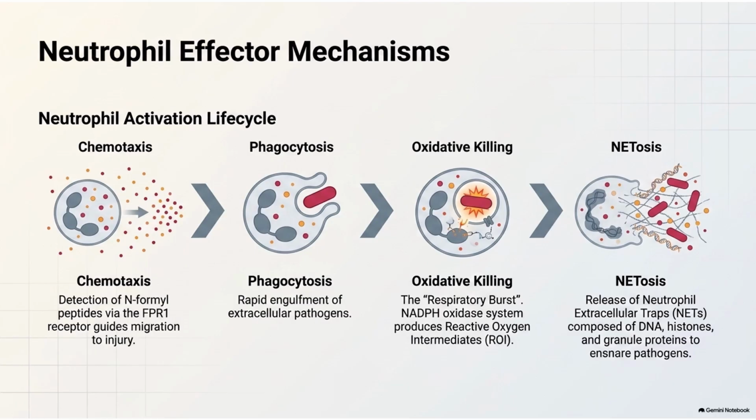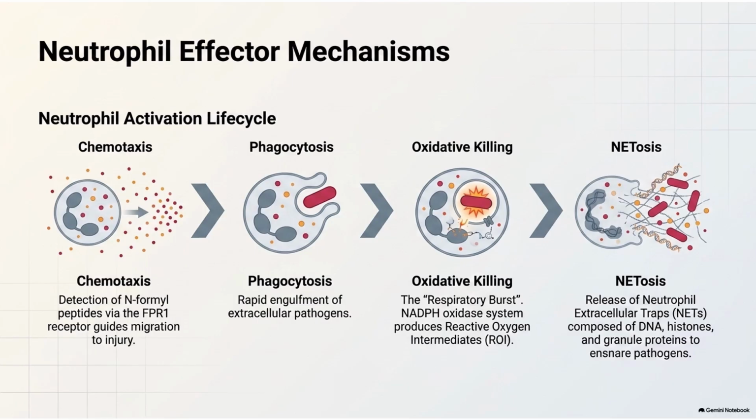And then we have one of the most dramatic neutrophil defenses, neutrophil extracellular traps, or NETs. Neutrophils can release networks composed largely of decondensed chromatin decorated with antimicrobial proteins. Think of them almost like molecular nets cast into the extracellular environment. They can trap microbes, concentrate antimicrobial molecules around them, and potentially limit their spread.